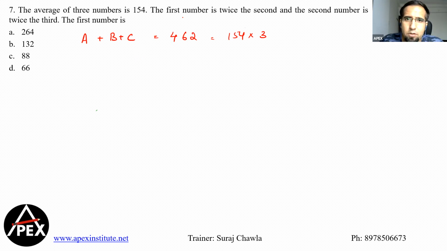Clear? The first number is twice the second, and the second number is twice the third. So if the third number is equal to c, then the second number is twice of c. And the first number is twice of the second number, that's going to be 4c. So we get c plus 2c plus 4c is equal to 462, or we get 7c is equal to 462, or we get the value of c is equal to 66.